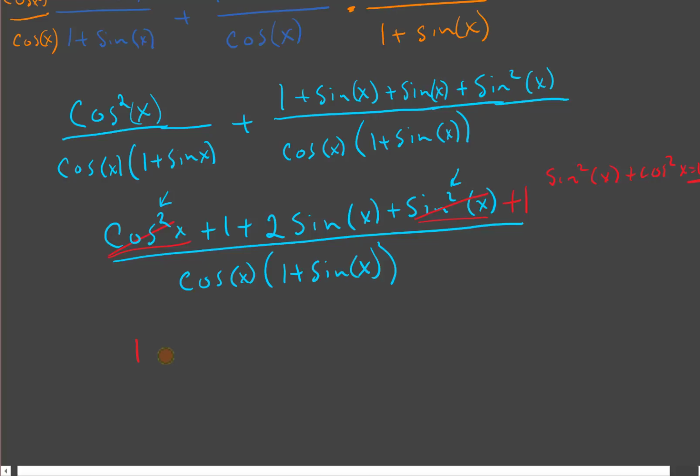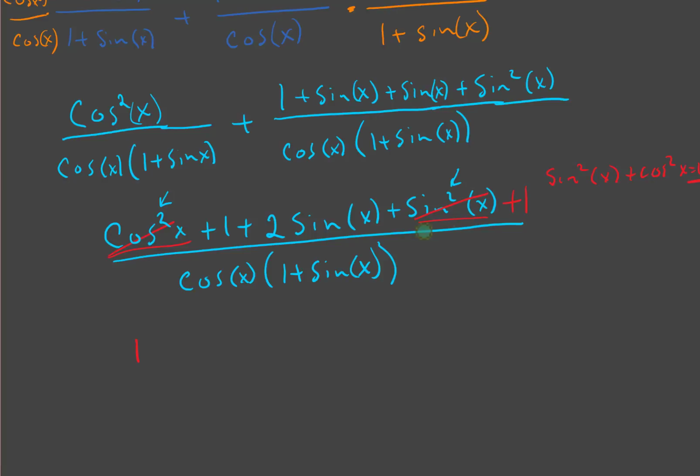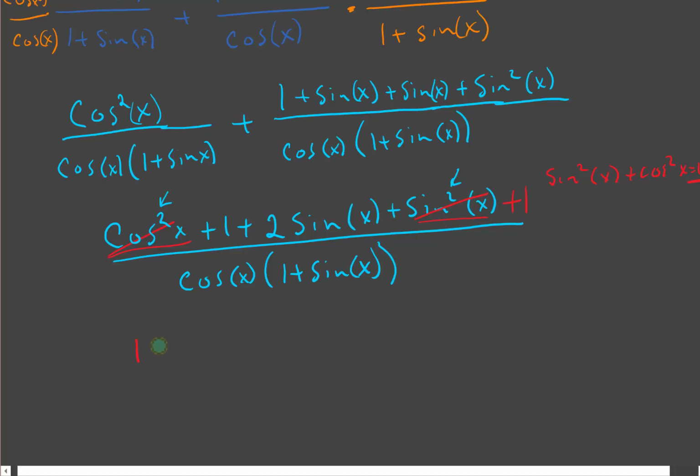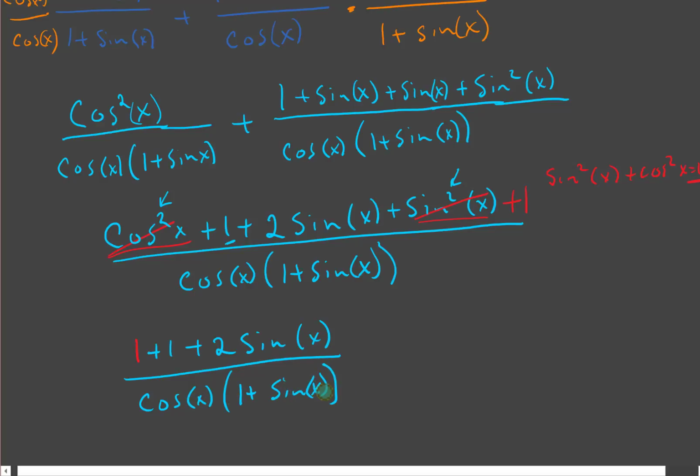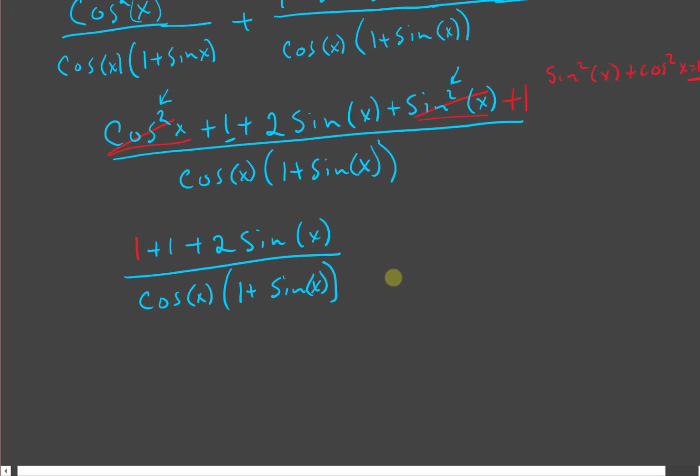We now have the 1 that we just got by canceling out cosine squared x and sine squared x, plus the 1 we already had right here, plus 2 times sine of x, all that over cosine of x times 1 plus sine of x. Now at this point you're probably going to start getting sick and tired of rewriting this denominator over and over again, but stick with it, rewrite it every time. If you get lazy and try to skip steps, you're going to lose track of something along the way and you'll end up with the wrong answer.